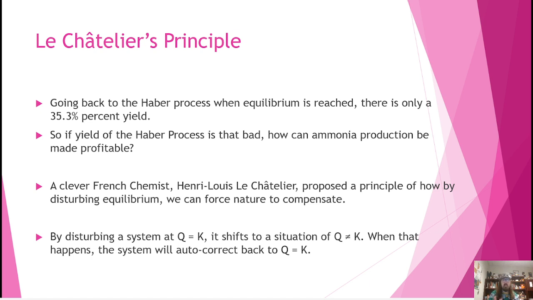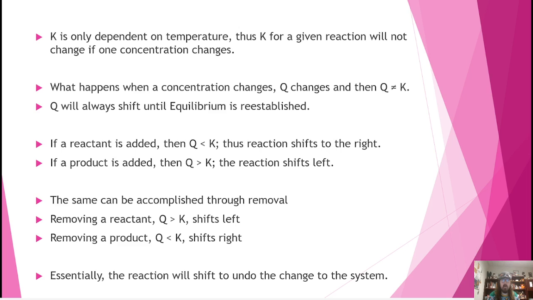The idea is that when the reaction's at equilibrium, no more product is essentially being formed. However, if you upset the equilibrium, so you change Q so it no longer equals K, Q will have to shift. It will auto-correct so that Q gives me K.